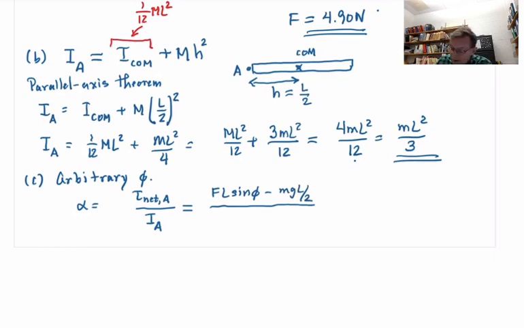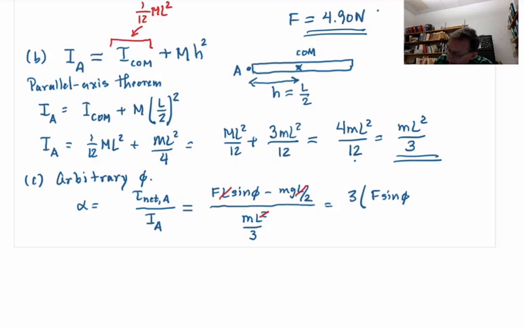Now for the denominator, I need the answer from part B: ml squared over 3. Now I can divide numerator and denominator by a factor of L, and I get rid of almost all the L's, but not all. Do your algebra carefully. Okay, that simplifies to now this. 3 goes upstairs, parentheses.